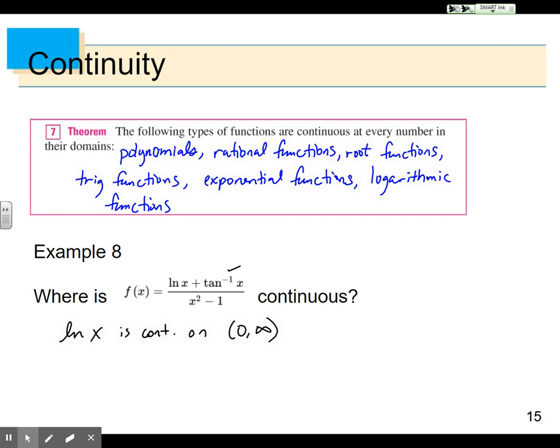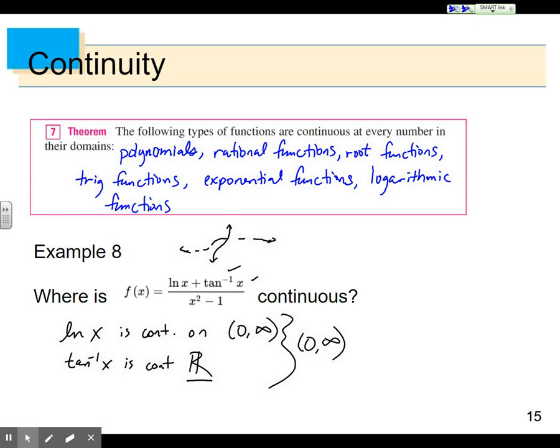Tangent inverse. Well, if tangent is a snake, the inverse of it is going to be whenever that snake is laying down. It looks a lot like the cube root function. That covers everything from left to right. So tangent inverse of x is going to be continuous everywhere, on all real numbers. Okay. So for the top, between these two, I'm looking for the overlap. What's in both of these? Well, if this is all real numbers right here, the overlap is just going to be from 0 to infinity.